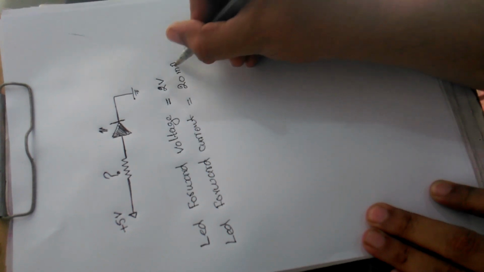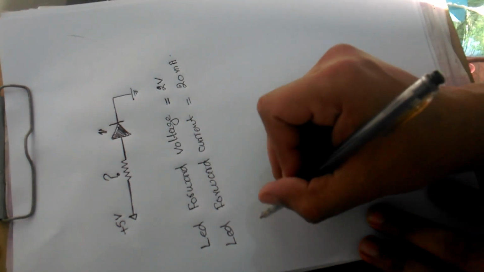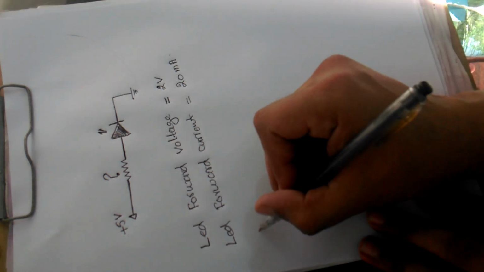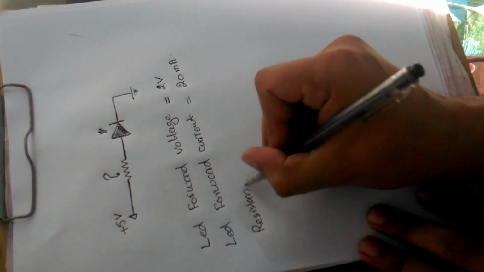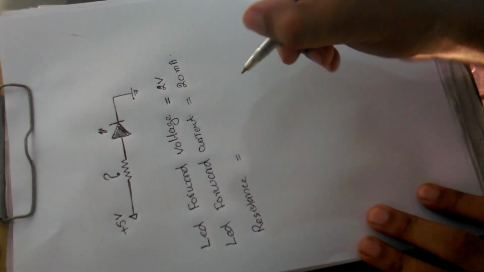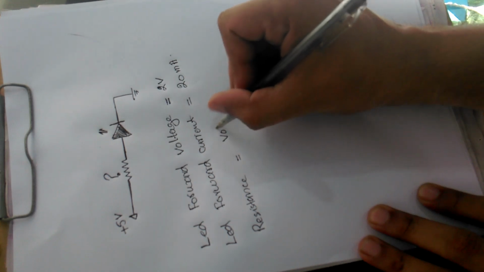We can select a typical value of 2 volts. As per the datasheet, the forward current is 20 milliamps and the forward voltage is 2 volts. And let's say we use 5 volts to power up this LED. I have an Arduino board, so I will use Arduino's 5 volts and ground.